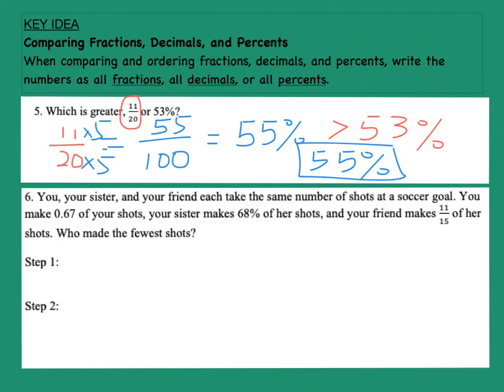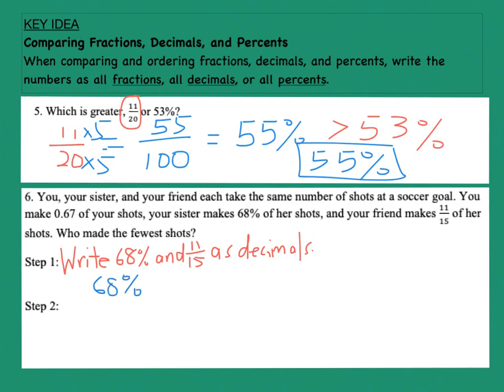We will have to decide how we want to express the three numbers as fractions, decimals, or percents. In this case, I would express all three numbers as decimals. Since 0.67 is already a decimal, we will write 68% and 11 over 15 as decimals. To write 68% as a decimal is the same as dividing it by 100. So you will need to move the decimal point 2 places to the left. So that gives us 0.68.